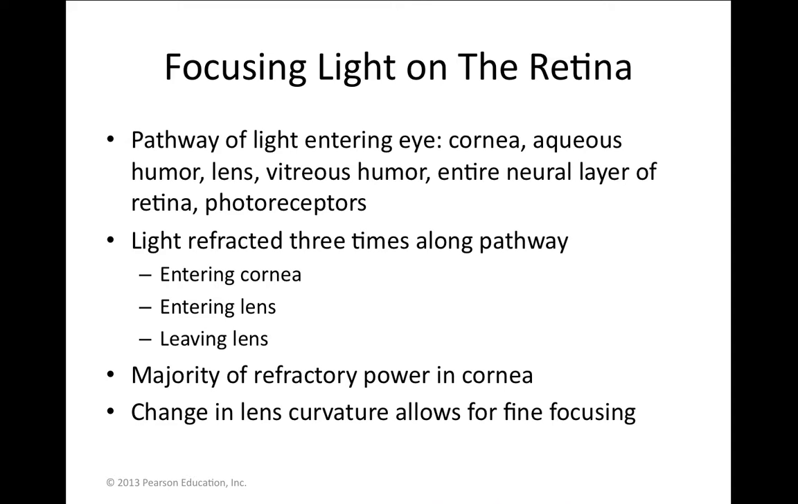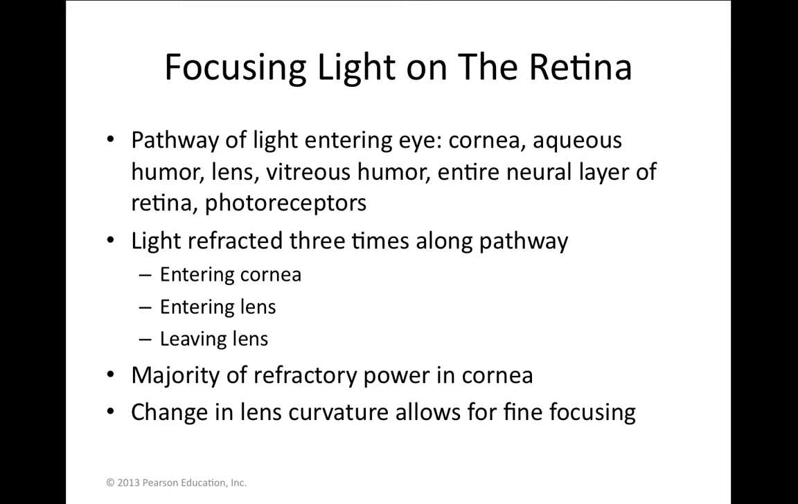So light is refracted 3 times along the pathway. The most by the cornea, then entering the lens and leaving the lens are each going to refract the light again. So that's how you get the focus on that focal point. So the majority of the refractory power is in the cornea. I can't tell you how many times I've said that. It's probably about 10 times at this point. So if you get it wrong on the test, you're probably not listening to the lectures.